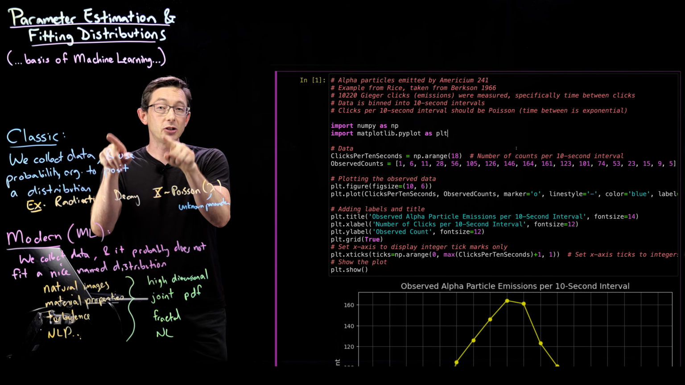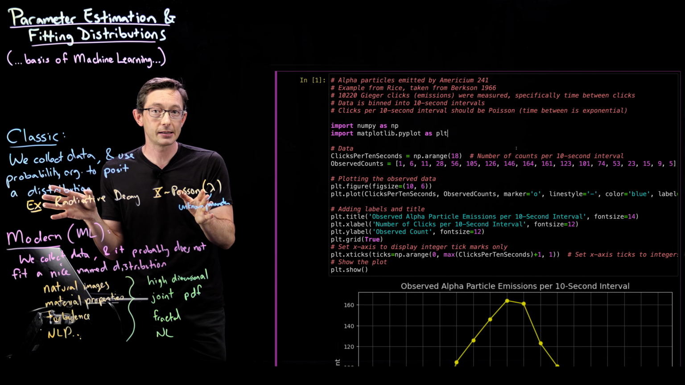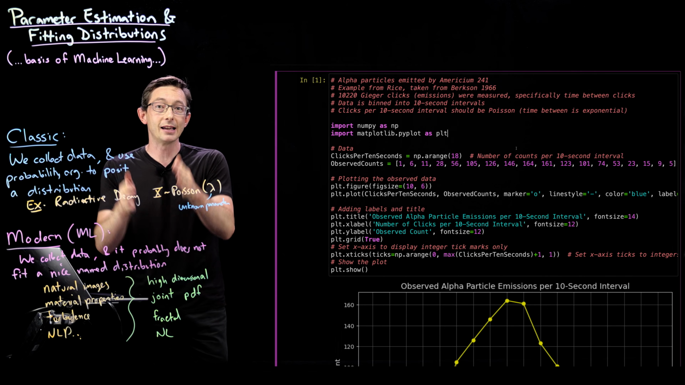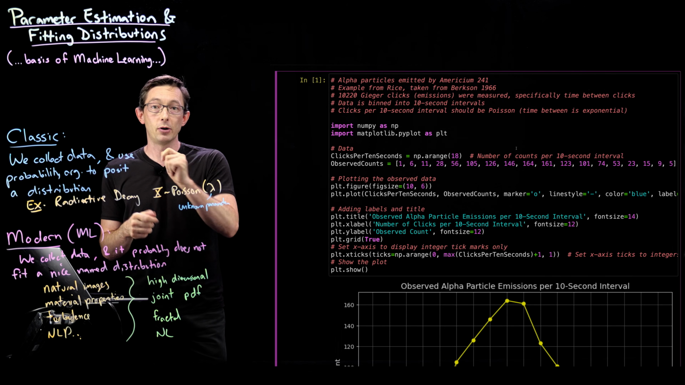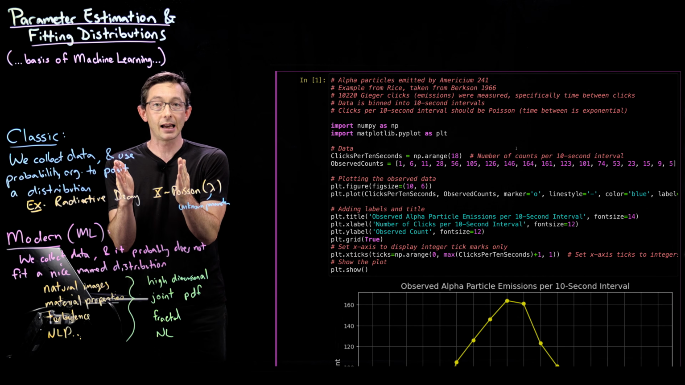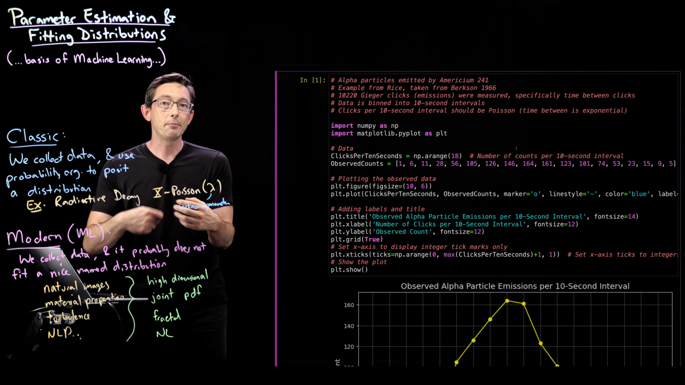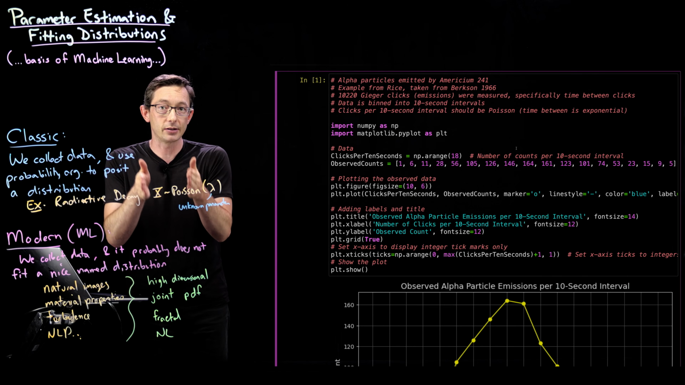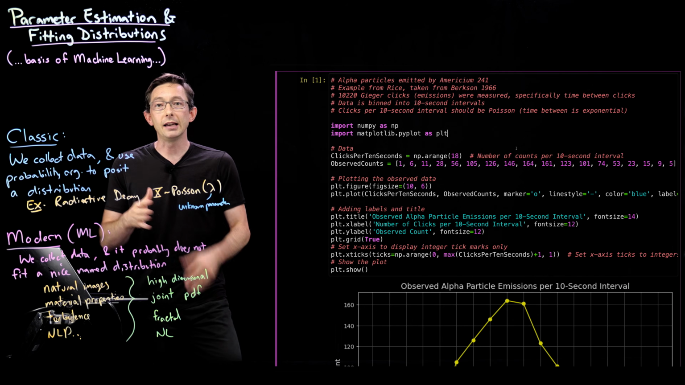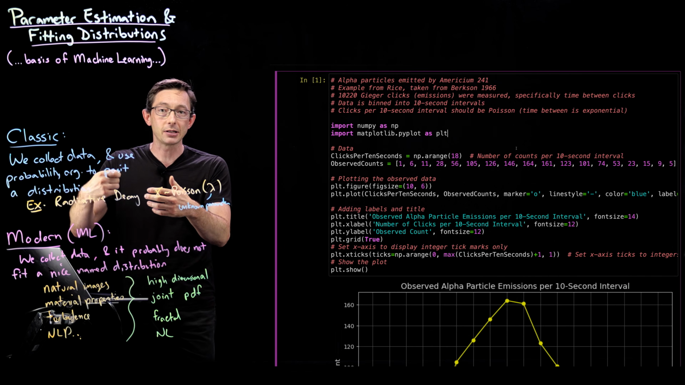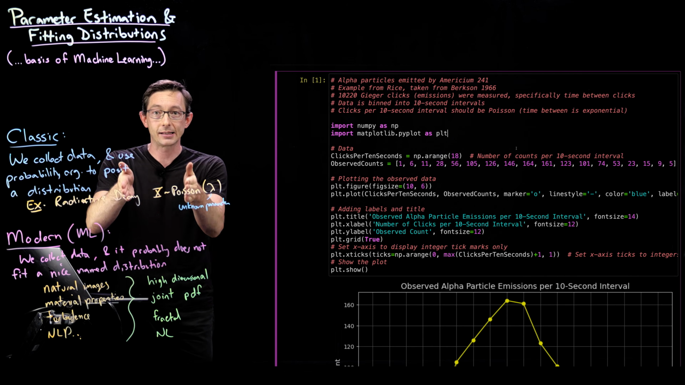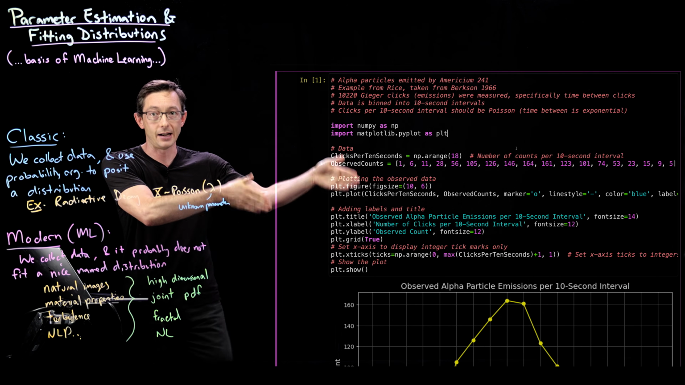And we know that the time between emissions is an exponential process, and the number of emissions in a fixed interval should be a Poisson process. So what they did was they binned this data into 10-second intervals. So the number of alpha particle emissions in each of those 10-second intervals should follow a Poisson process. Then they counted how many alpha particles were emitted in that 10-second interval, and in the next 10-second, and the next, and the next.